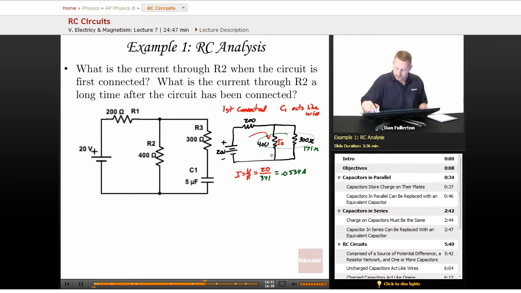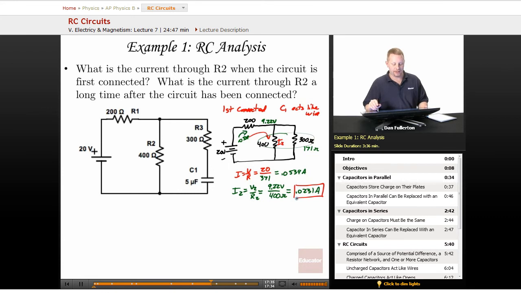I2 then is going to be voltage 2 divided by R2. And our voltage 2, well, if we've got 0.0539 amps going through 200 ohms, we've dropped 10.78 volts, which is going to give us a voltage here of about 9.22 volts on this side. So 9.22 volts over R2, 400 ohms, gives us a current of about 0.0231 amps through that 400 ohm resistor. So there's the current through R2.